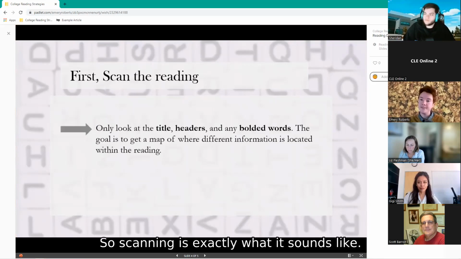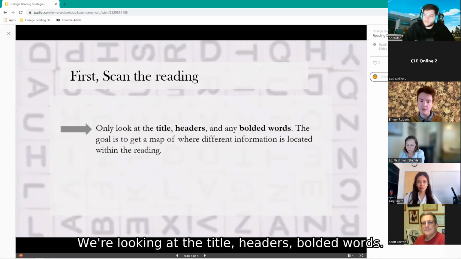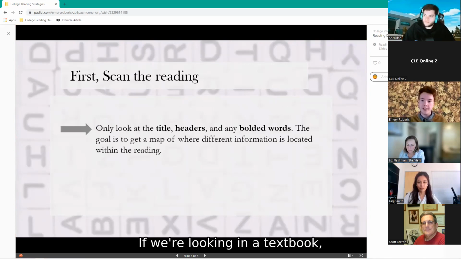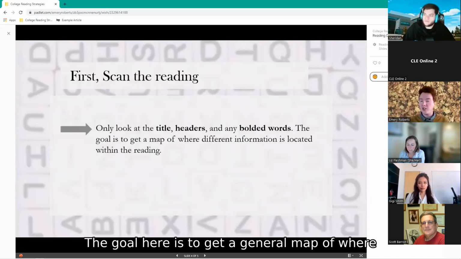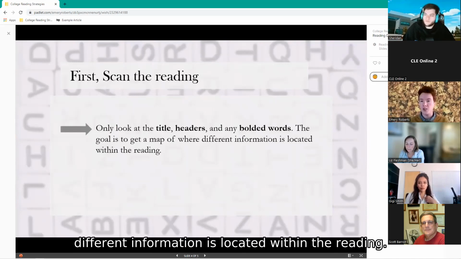So scanning is exactly what it sounds like. We're looking at the title, headers, bolded words. If we're looking in a textbook, this might mean looking at chapter headings and then skipping over headers. The goal here is to get a general map of where different information is located within the reading.